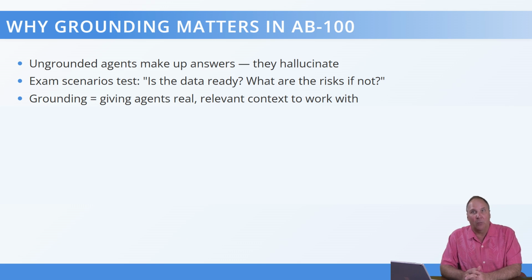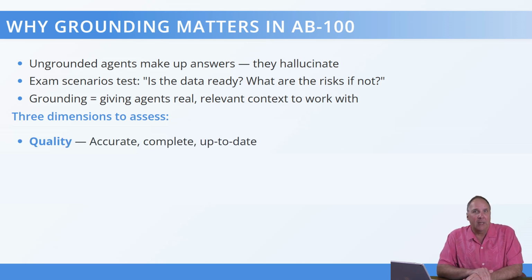Without grounding, what happens? The agent hallucinates. It invents facts that sound plausible but are completely wrong. And it will be very confident in providing those wrong answers to you as well. You don't want that. So here are the 3 dimensions you always assess.